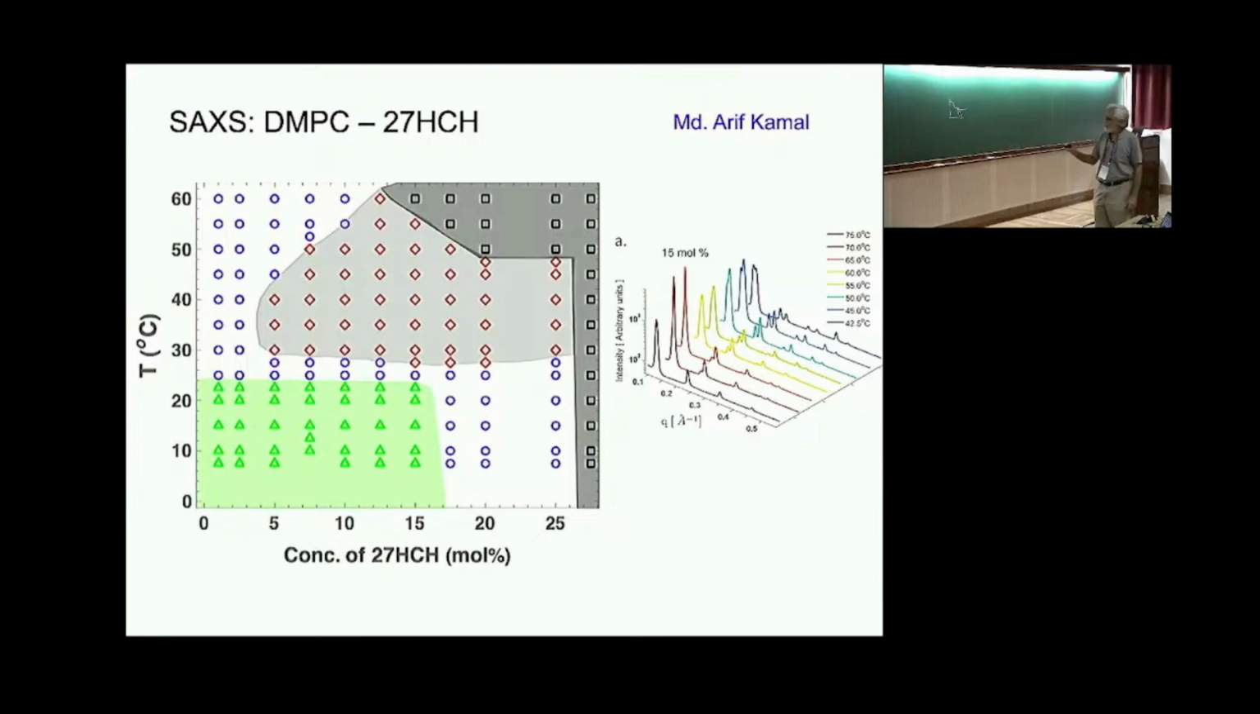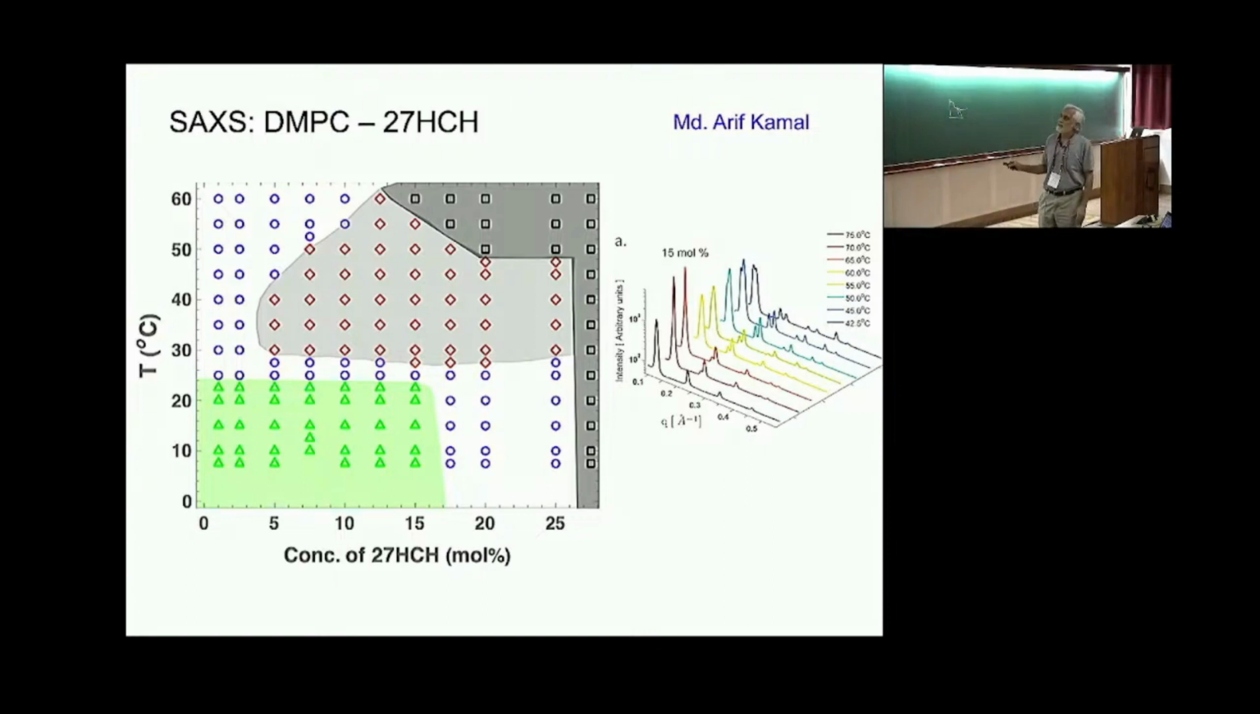And this is the other system, 27-hydroxycholesterol, which again shows a very similar phase behavior with a region of two-phase coexistence. The part of the phase diagram at lower temperatures is almost identical to that of cholesterol. Again, at high enough concentrations, the gel phase disappears. And within this, the different phases you see are very similar to those you see with cholesterol.